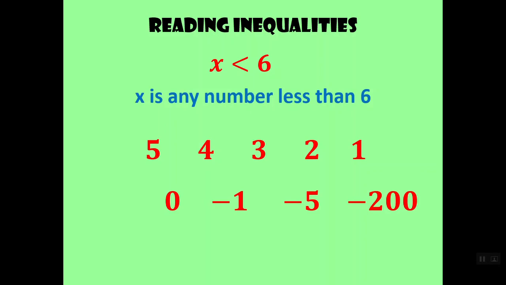-1, -5, and -200, those are all less than 6. And it doesn't have to be whole numbers. 3.5 is less than 6. 5.8, 4.2, those are all numbers less than 6. So there's actually an infinite number of numbers that are less than 6.